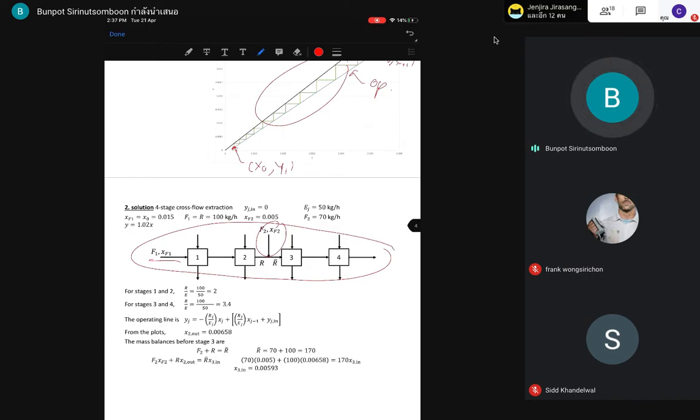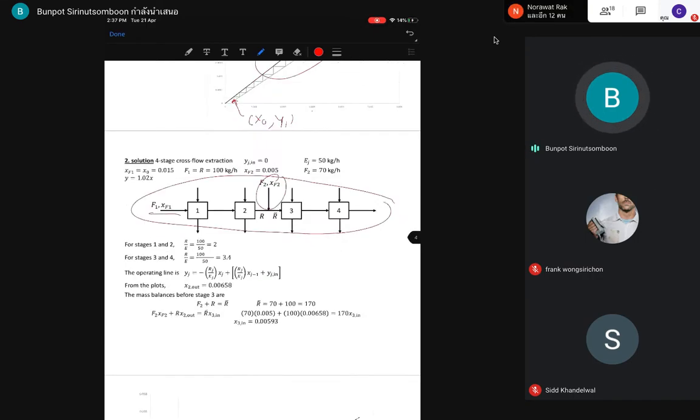But anyway, I think your friends used the analytical technique, right? I think they did stage by stage calculations, doing the mass balance on each stage one at a time.